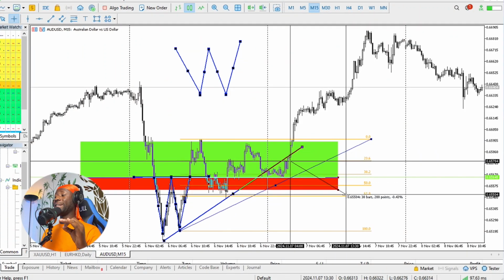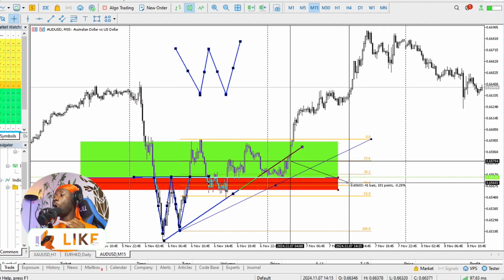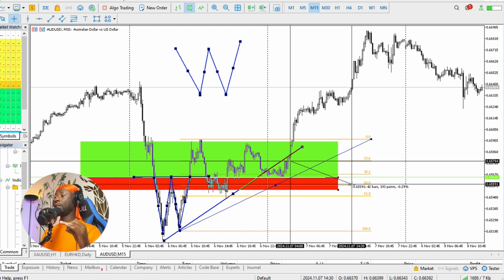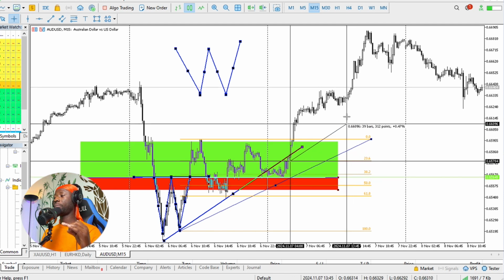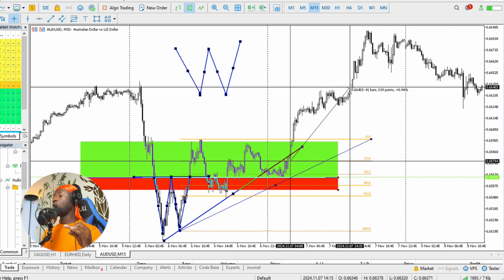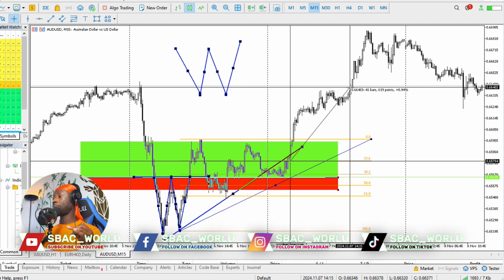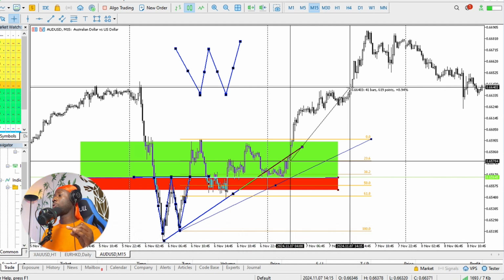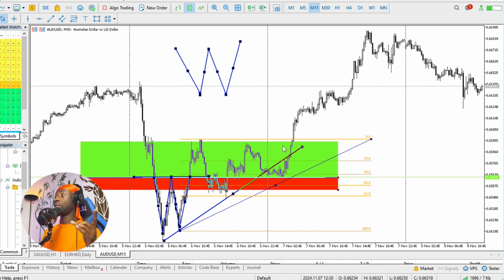So in this case, we were risking 120 pips, okay, for a reward of 20 plus 20, 40, or 30 pips, okay, 60 pips, okay. So a risk to reward of 1:3, okay.